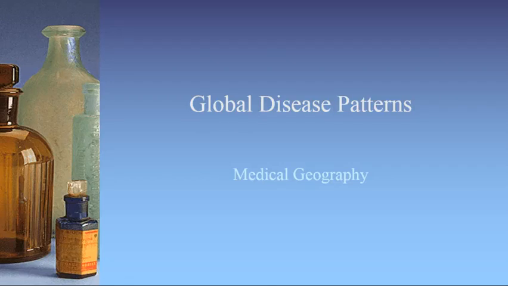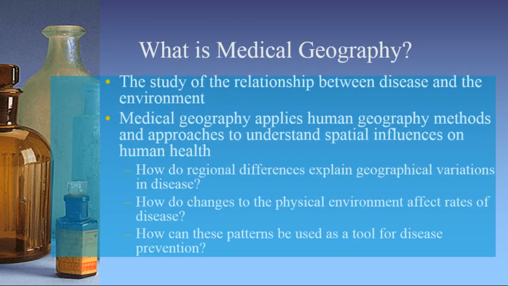Today we want to talk about medical geography. We want to talk about global disease patterns and tracking disease. So when we talk about medical geography, we're specifically talking about the relationship between disease and the environment, right? And this is the same thing we've been talking about when we're talking about any kind of geography. But medical geography is going to apply human geography, so we can understand how those relationships influence human health.